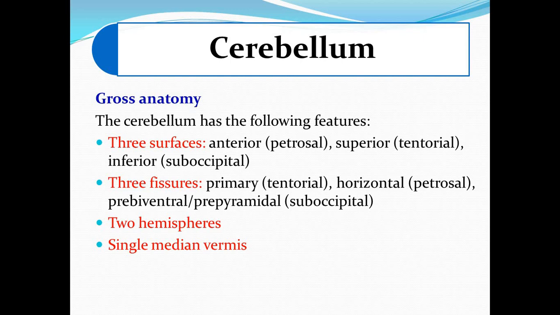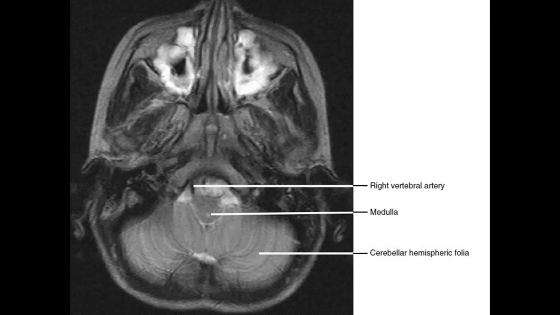And there are also 3 fissures. These are the primary or tentorial fissure, the horizontal or petrosal fissure, the peribiventral or peripyramidal. This is also called suboccipital fissure. We will see these fissures in the next few slides. Cerebellum is also divided into 2 hemispheres, same as the cerebrum, and it has a single median vermis lying within the middle part of the cerebellum.